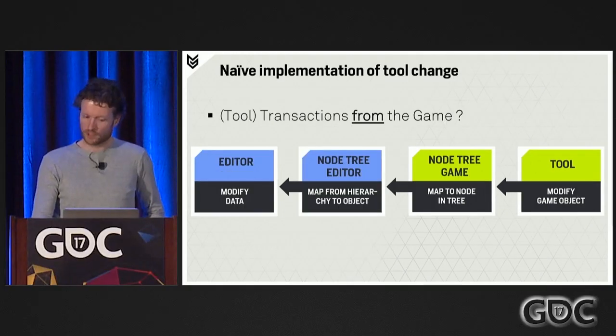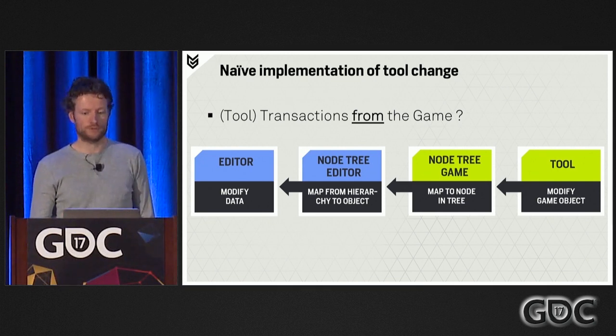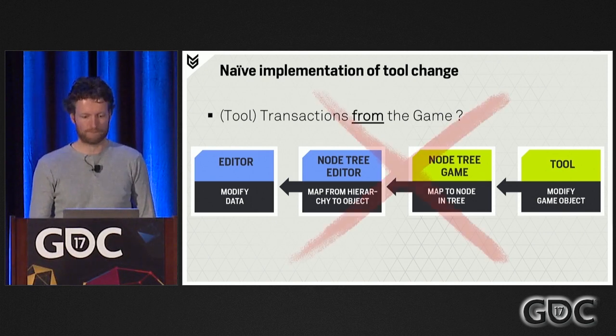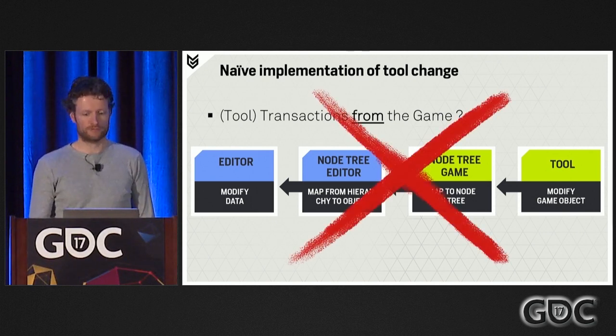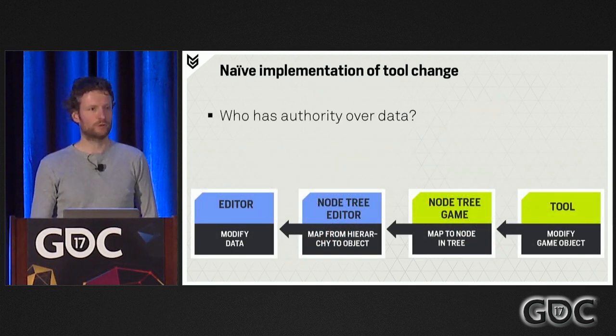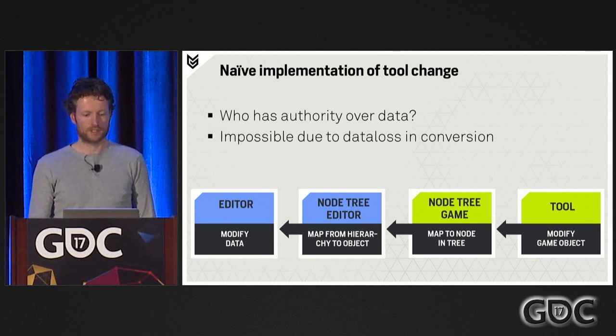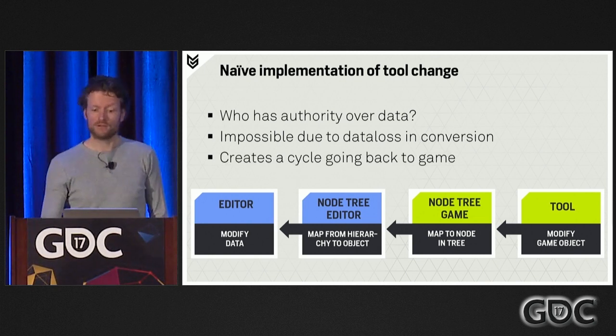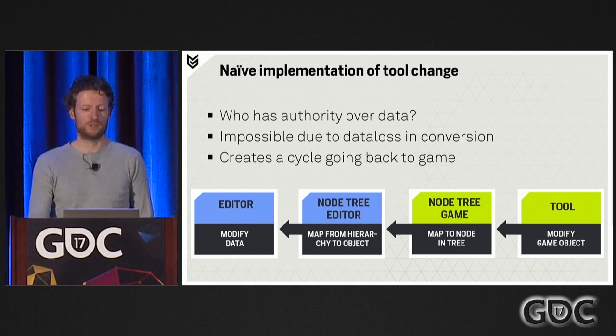Reading the diagram from right to left, the tool sends a transaction to the node tree in the game, which then transmits its change back to the editor, where we do the same modification on the Cortex data that we have just done in game. We did not do this because this is problematic for various reasons. First of all, it becomes unclear which process has authority over the data. Secondly, because of data loss in conversion, it might be impossible to have this code path in the first place. And thirdly, and lastly, you would need some system to prevent the transaction being generated in the editor from flowing back to the game again and creating a cycle.